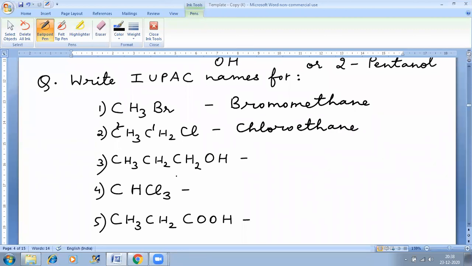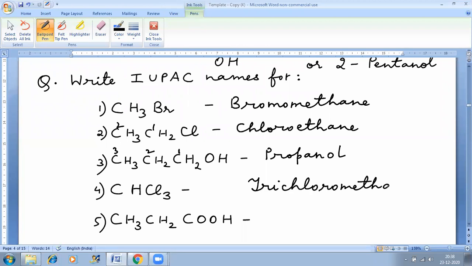Third one. Propanol. So here one, two, three. Three carbon atoms. So prop, alcohol, OH. So propanol. Fourth one. Chloroform, CHCl3. You have three chlorine atoms. So trichloromethane. There are three chlorine atoms. So trichloro.